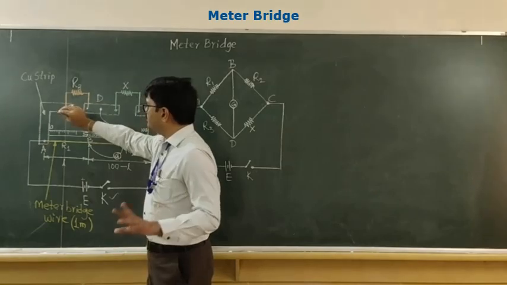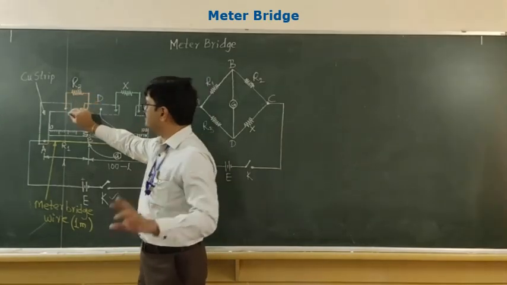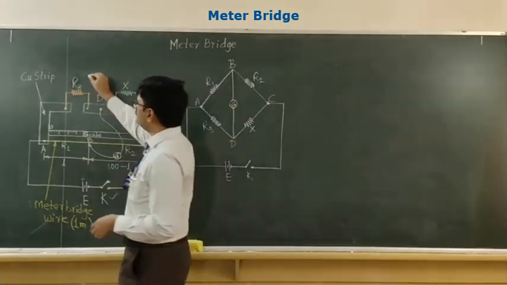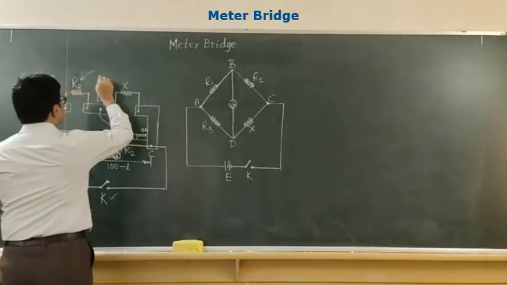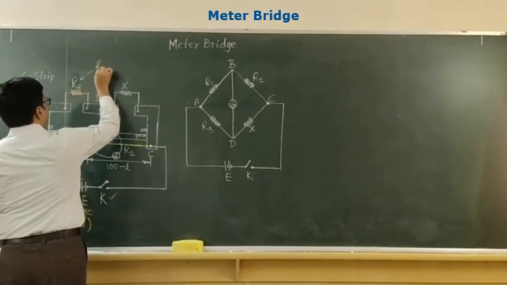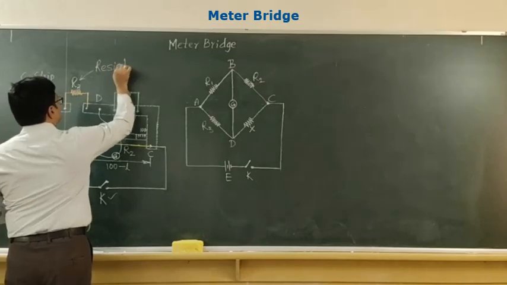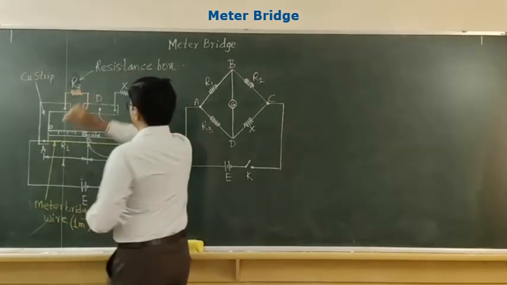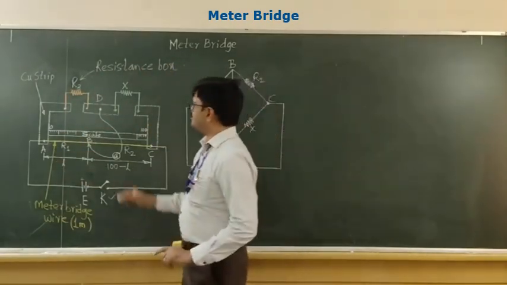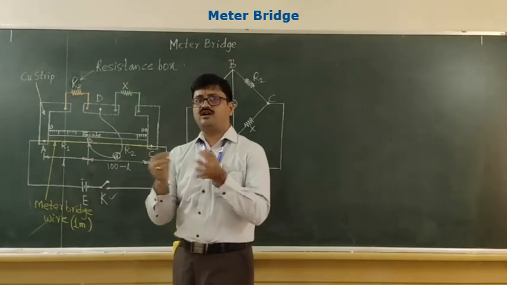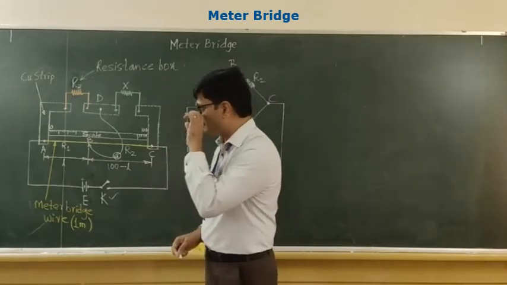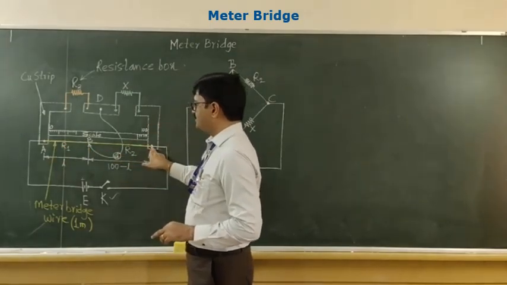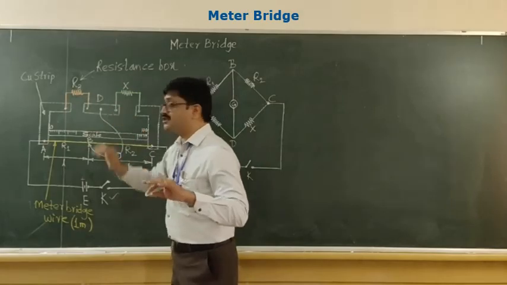Next, here we are having two resistances, R3 and X. Now R3 is a known value of resistance, and usually R3 is introduced by a resistance box. So it's a resistance box which is being connected. R3 is that known resistance, and X is the unknown resistance whose value we are supposed to find by using the meter bridge.